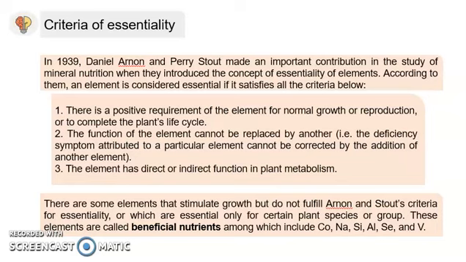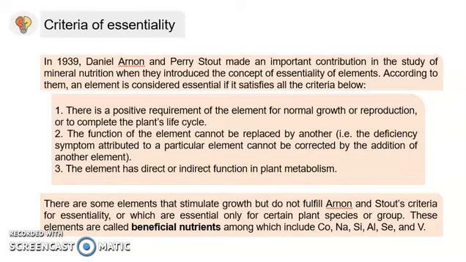Again, first, there is a positive requirement of the element for normal growth, or it is needed to complete the plant life cycle. Second, the function of the element cannot be replaced or substituted by another element. The third one is that the element has direct or indirect function in terms of plant metabolism.